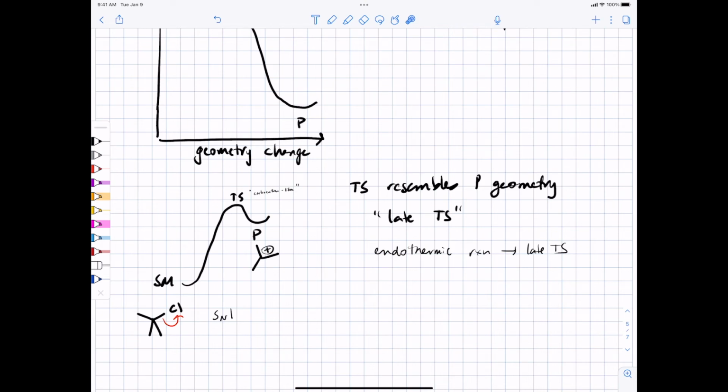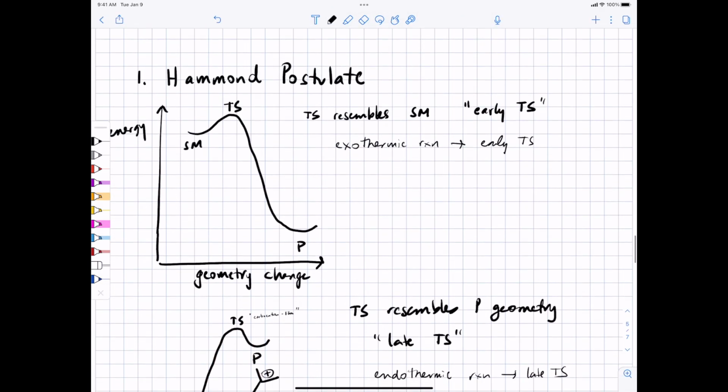All right. Hammond postulate. Can you give an example of the late transition state reaction? An example, just like we gave for this late transition state. Yeah, this is an example of a late transition state. Can you give an example of the early? Early transition state, sure. Let me think.